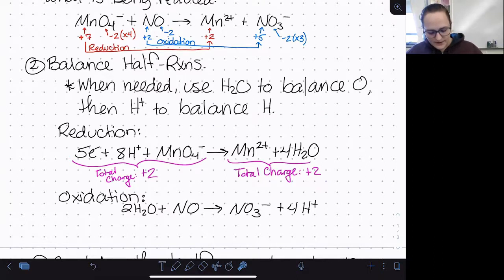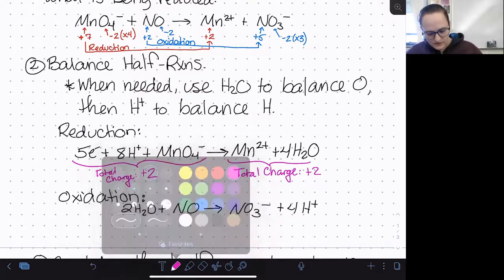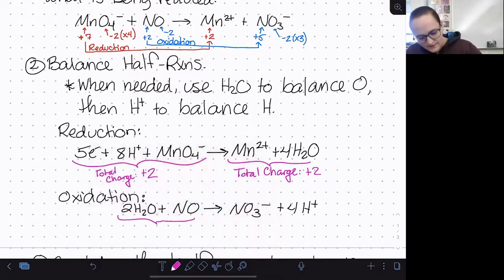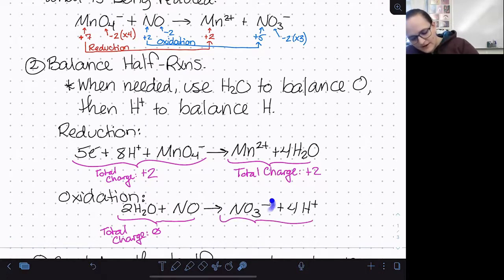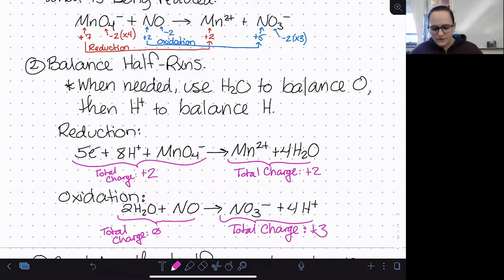For my oxidation, I currently have 0 total charge on the left, and I have -1 and +4, makes +3 total charge on the right. So that means that I'm going to need to bring this charge down by 3 so that these match.